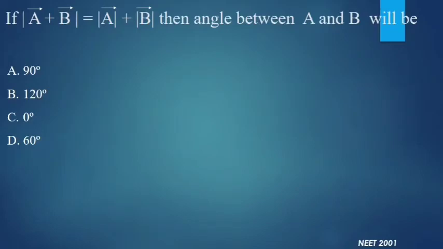In this first problem, it is given that the mod of vector A plus vector B is equal to the mod of vector A plus the mod of vector B. Then the angle between A and B will be. There are four different options given. Let us see all the four different options.